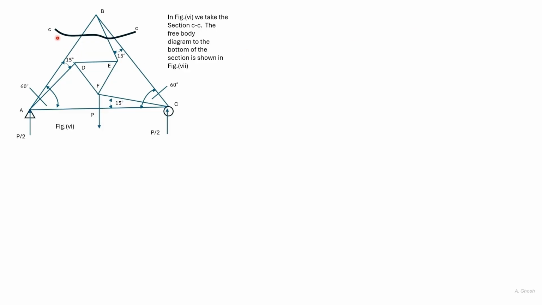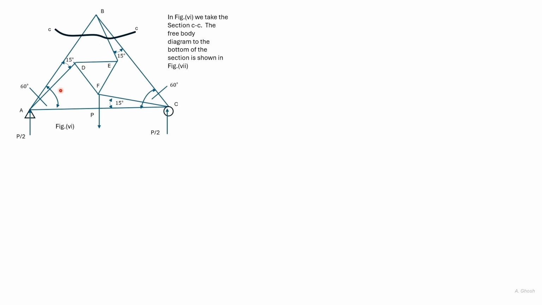Here we take a section CC as shown to solve the problem. Unlike the other two cases, we consider equilibrium of the bottom portion. There's no net external forces acting on the bottom portion since there's a load P here, but there's two loads P by 2 acting in the opposite direction. There is a force in bar AB and bar BC and bar BE.